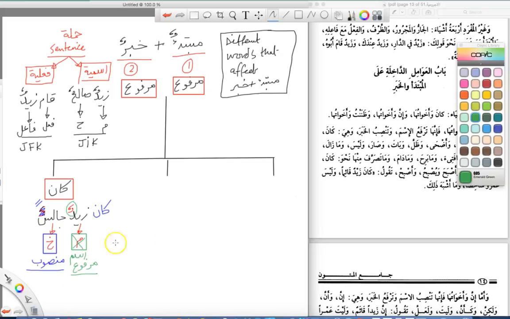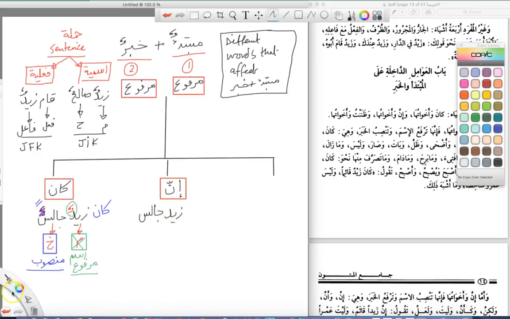Okay, next, let's move on to the next one. The details, I'm going to go into a bit later on. The next one is inna. Inna means indeed. By the way, kana Zaydun Jalisan now means Zayd was sitting. Now we're going to look at inna. Again, the same thing we're going to do with this sentence. We're going to bring Zaydun and Jalisun.